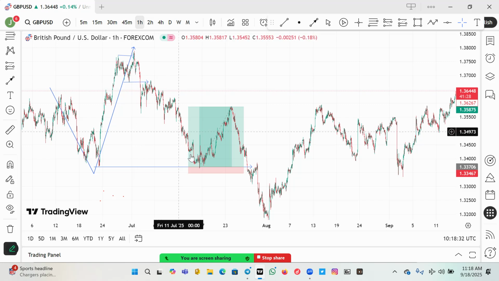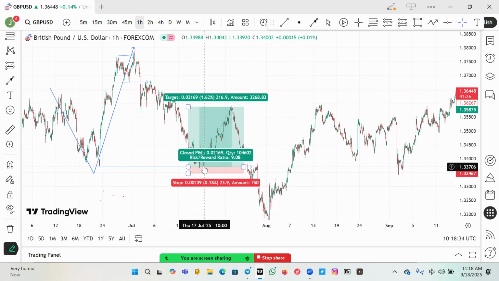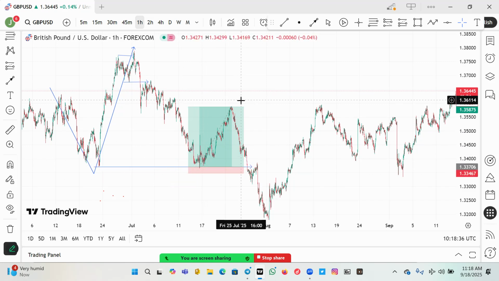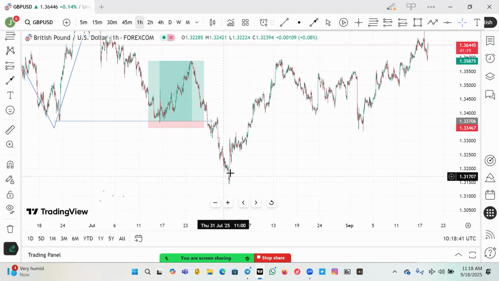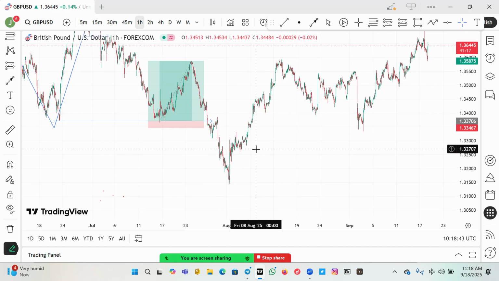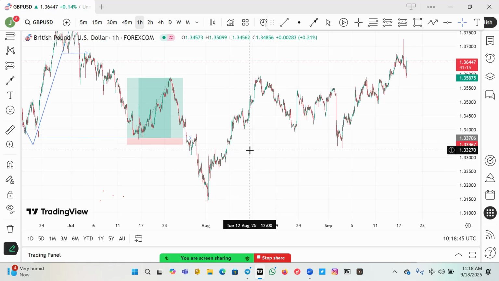So this market got to the second valid break of structure and it pushed to the upside. Now, after pushing to the upside, it broke to the downside. Now, there's something called internal change of character.